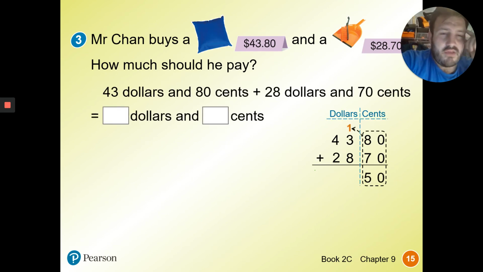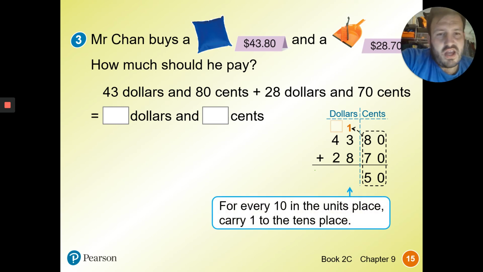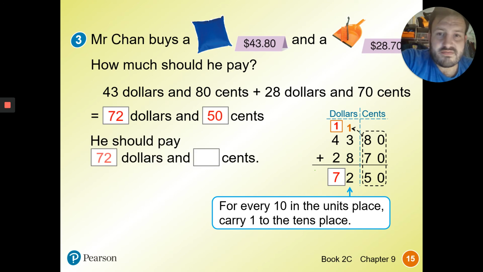Working it out this way shows us that we can do it in our head and speed it up. So I can just do 80 plus 50 is $1.50. Then I can just do 4 add 8 is 12, $72.50.